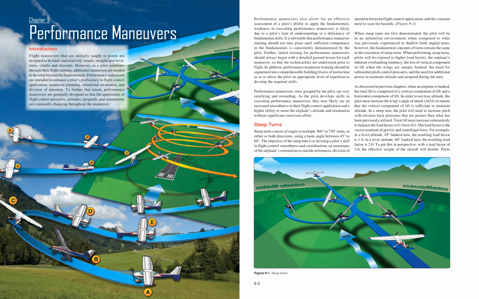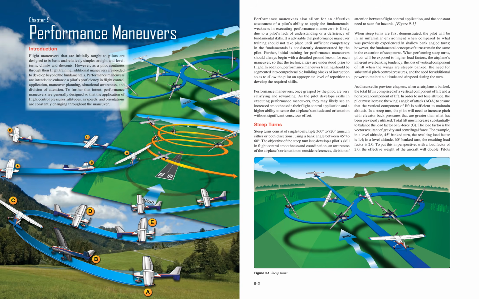The load factor is the vector resultant of gravity and centrifugal force. For example, in a level altitude, 45 degrees bank turn, the resulting load factor is 1.4, in a level altitude, 60 degrees bank turn, the resulting load factor is 2.0. To put this in perspective, with a load factor of 2.0, the effective weight of the aircraft will double.